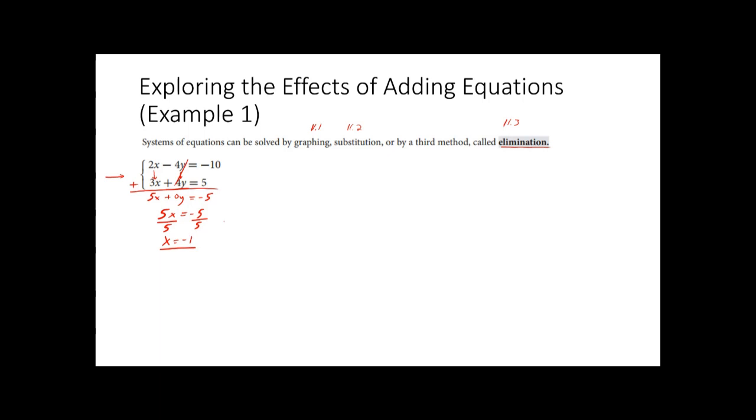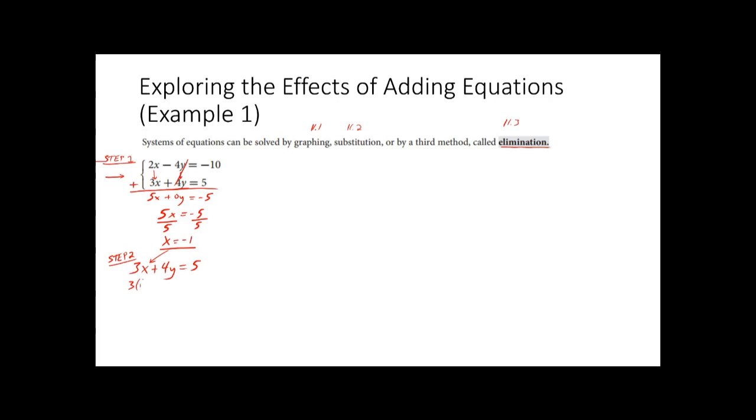Plug it back in. Plug it back into which equation? I want to go ahead and plug it into the second equation, just because I feel like it. So my second equation was originally 3x plus 4y equaling 5. We already said that x equals negative 1, so we're going to substitute that back in. This, ladies and gentlemen, is step 2 of our process. Step 1 was here. There we go.